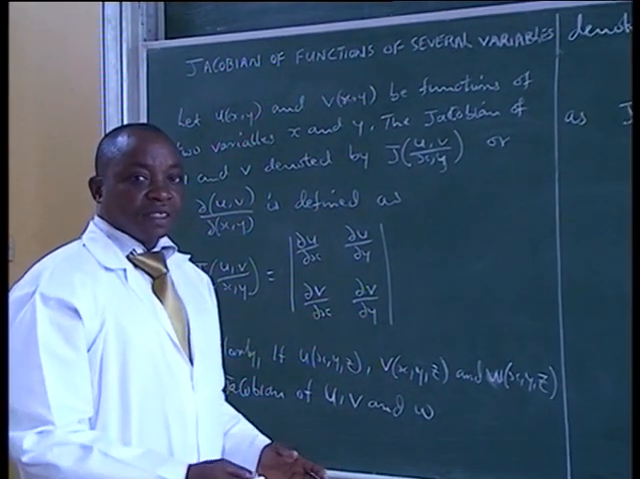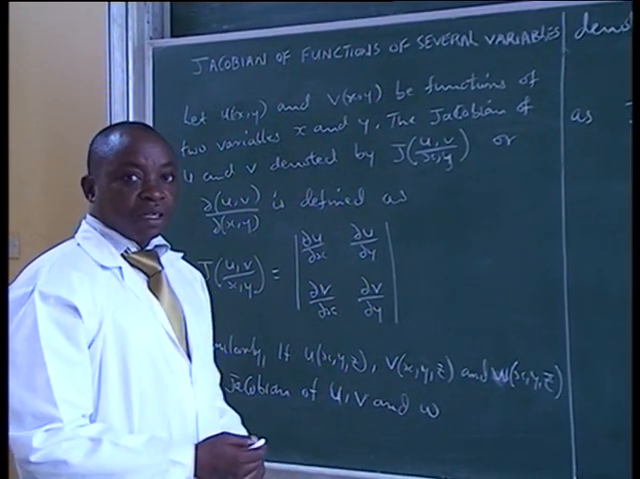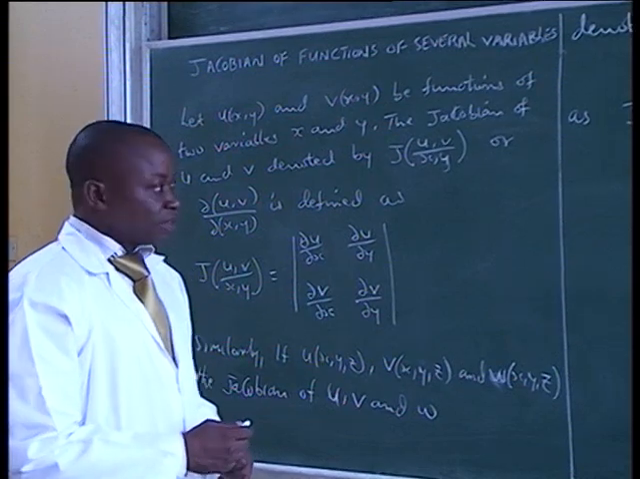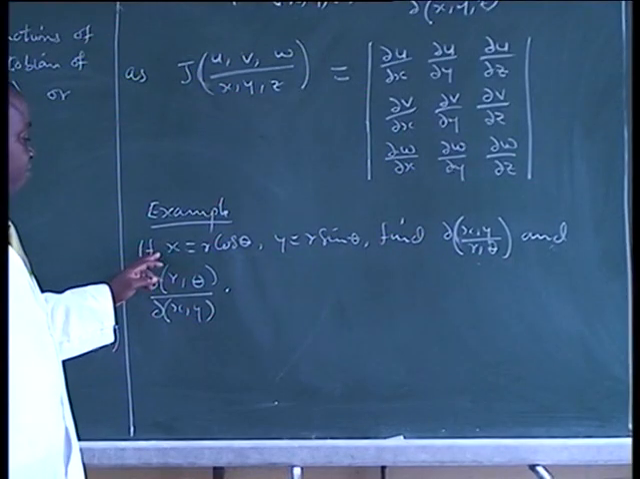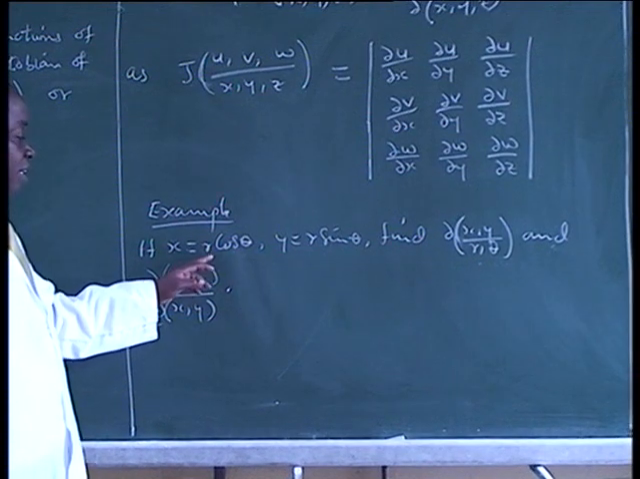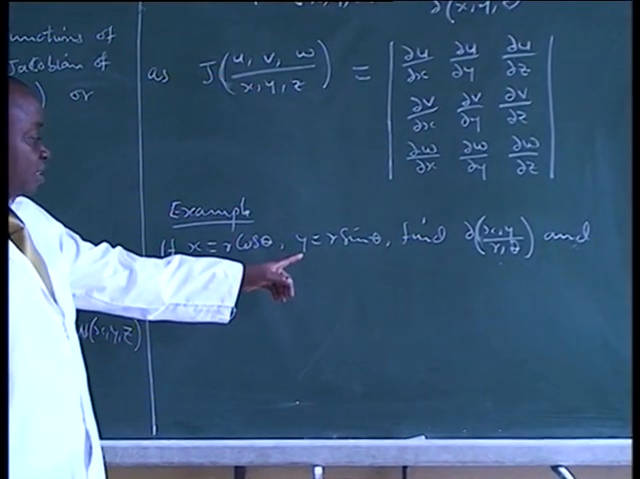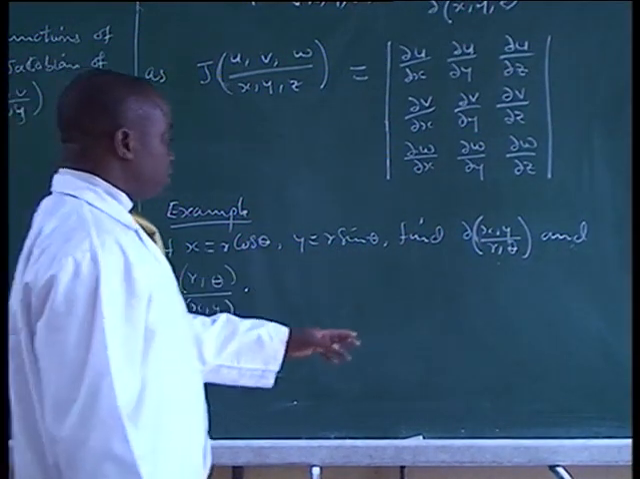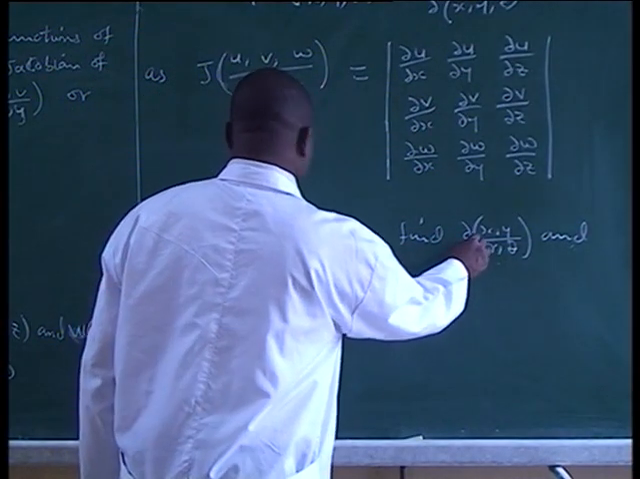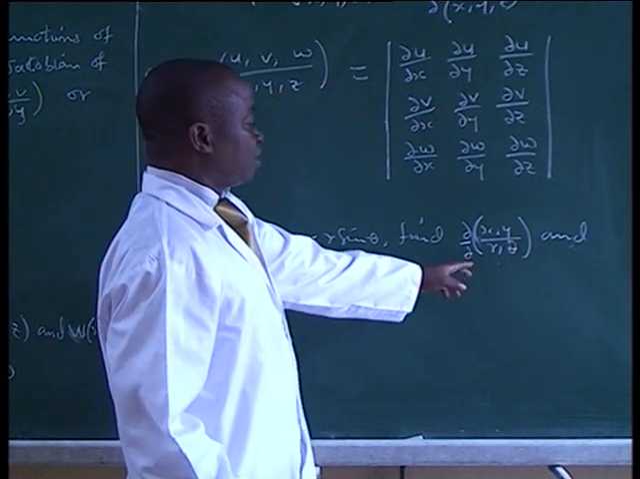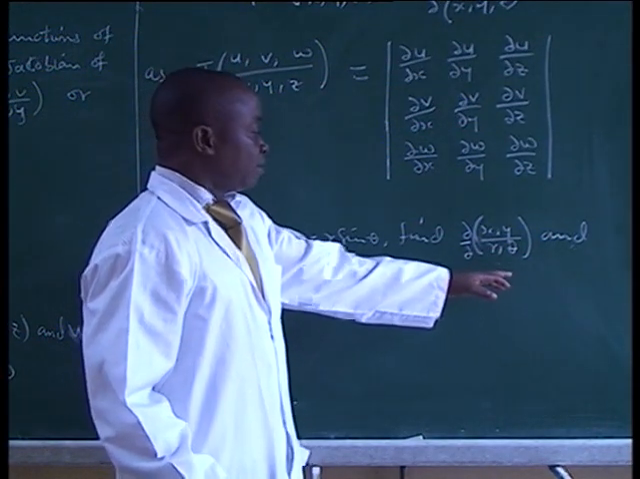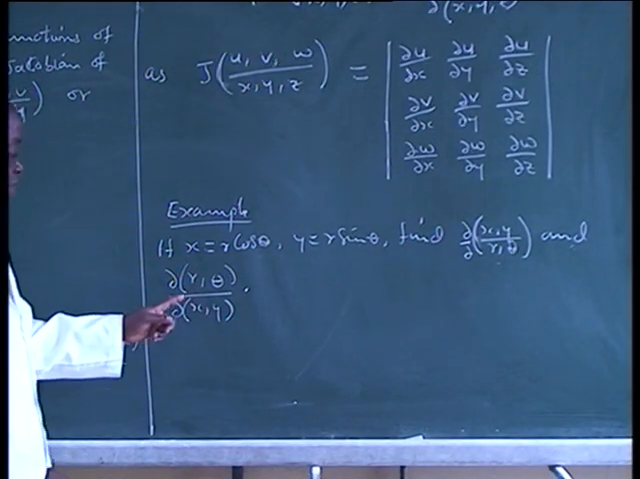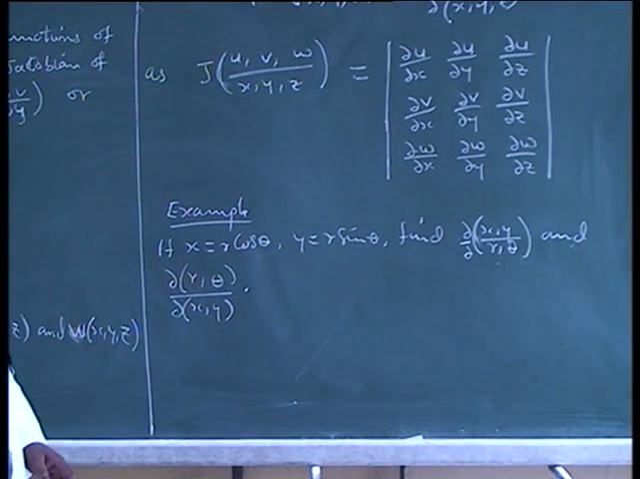Now we are going to look at an example, how we can solve problems relating to Jacobian of functions. If x is equal to r cos theta, y is equal to r sin theta, find the Jacobian of x, y with respect to r, theta and the Jacobian of r, theta with respect to x, y.